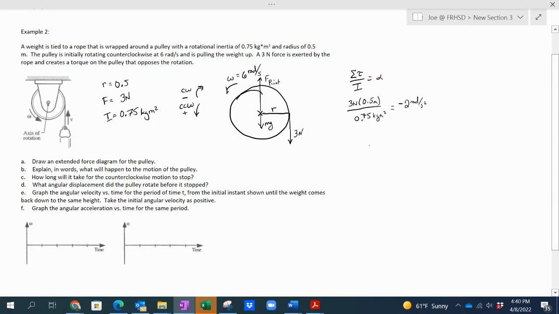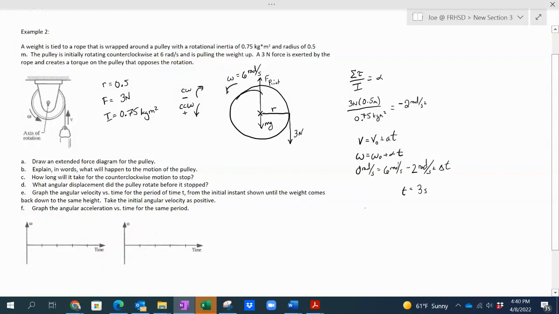So to address the other questions here, how long will it take for this to stop? Again, very similar to our motion equations, we can use our angular motion equations. Our final angular velocity, which if we're looking for it to stop would be 0 radians per second, is equal to our initial angular velocity, 4 radians per second, minus 2 radians per second squared times the time. Solving for the time, we get 3 seconds it takes to stop.